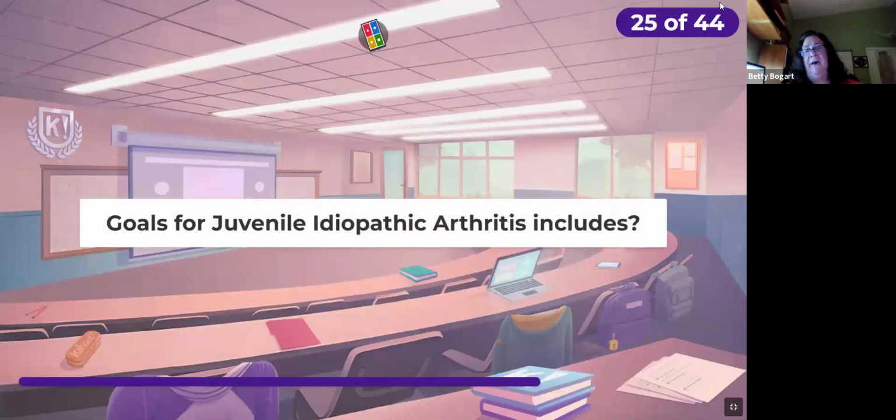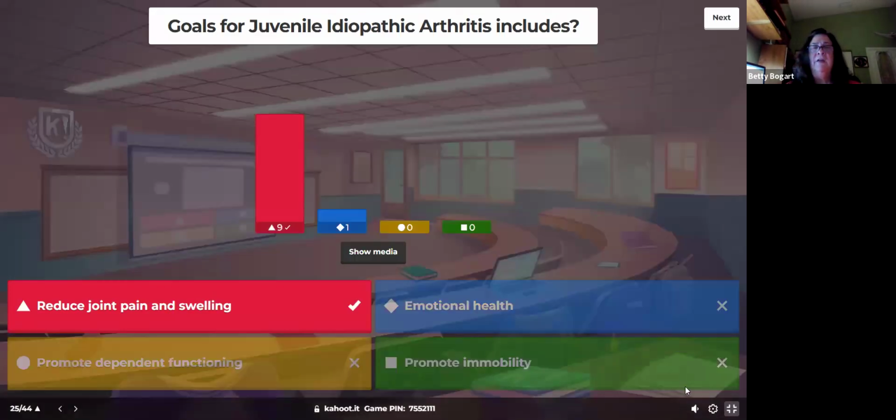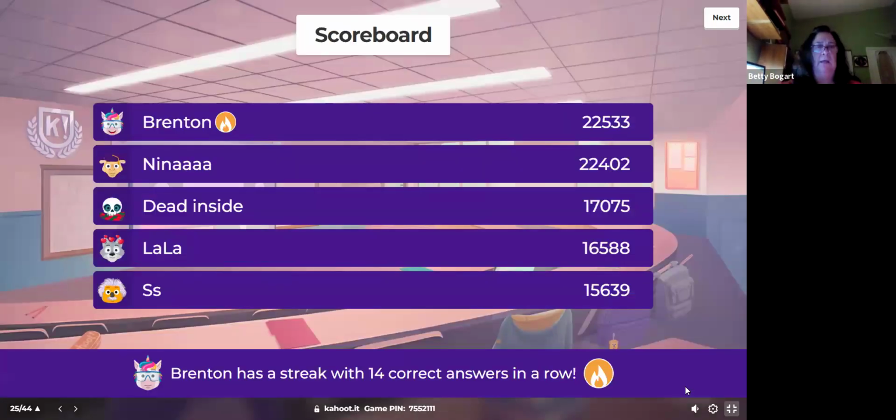Goals for juvenile idiopathic arthritis include... So JIA is all about the body attacking the joints, and it hurts. They're swollen. So our goal is to reduce the pain and the swelling, to try to keep those hands, the fingers, whatever, functional, basically.